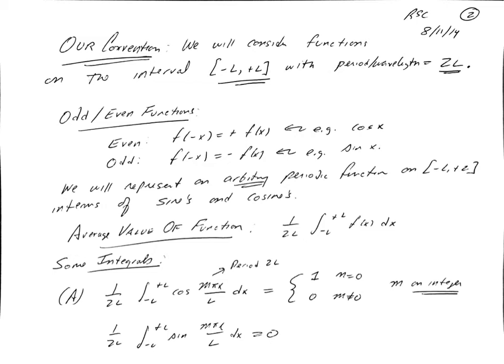The basic trigonometric integrals that we're going to need are the following. The average value of the cosine function of m pi x over L from minus L to L is either 1 if m is 0, because then it's just the constant function 1, so its average value is 1. Or if m is non-zero, there is non-zero oscillation inside the period from minus L to L, and it averages out to 0. That makes sense. If you think about the plot of the cosine, it spends as much time above the axis as below the axis. The average value is 0. Similarly, the average value of the sine function is 0 as well.